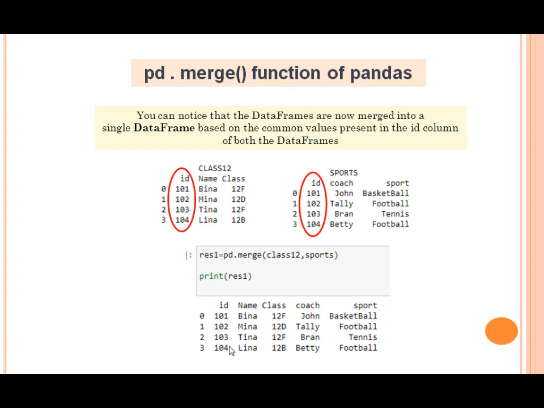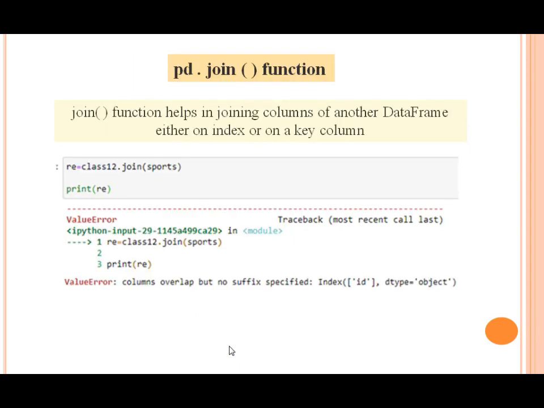Just see the pictorial representation. Both the common columns are getting merged like this, and their respective data is also getting merged. Clear? So the next one is the pd.join function. Children, the join function helps in joining columns of another data frame either on index or on a key column. Means it can join on two bases, either on the index basis or on the key column basis. Key column means common column basis.